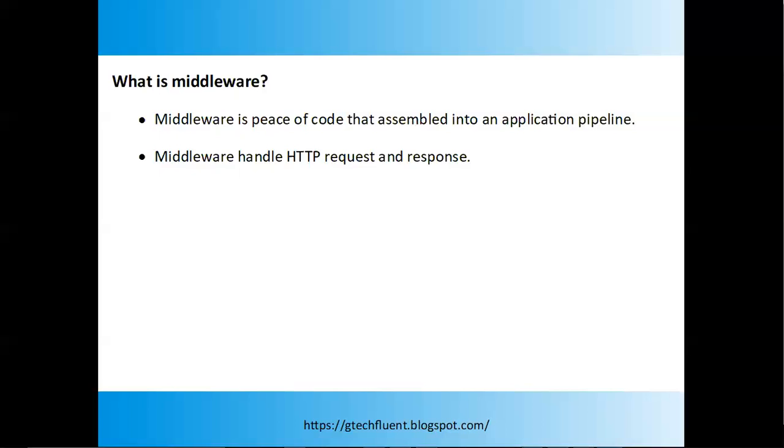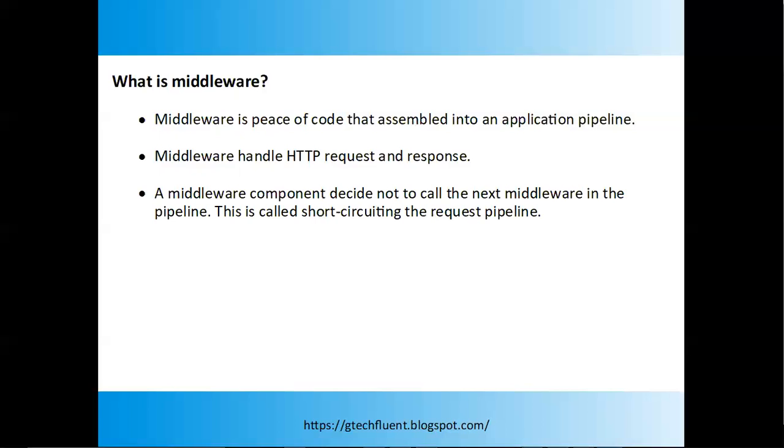A middleware component may handle the request and decide not to call the next middleware in the pipeline. This is called short circuiting in the request pipeline. Short circuiting is often desirable because it avoids unnecessary work. For example, if the request is for a static file, like an image or a CSS file, the static file middleware can handle and serve that request and short circuit the rest of the pipeline.